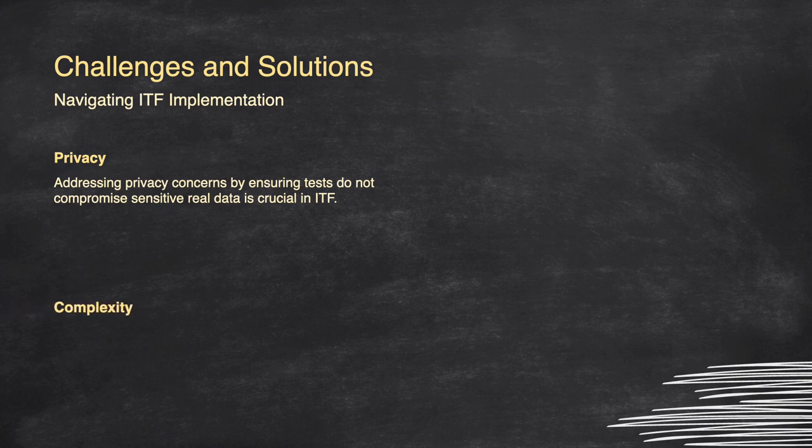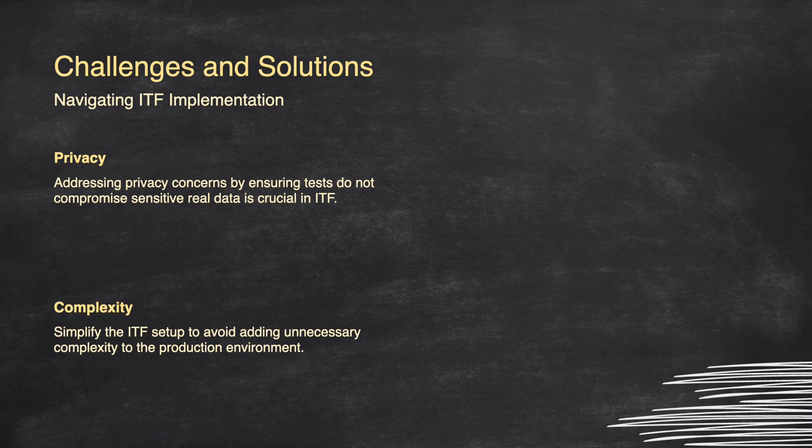Next point is about complexity. Friends, to keep things smooth, it is important to simplify the setup of integrated test facilities. This means making sure it does not make the production environment more complicated than it needs to be. By keeping things simple, we can avoid adding unnecessary complexity to the system, making it easier to manage and ensuring that everything runs smoothly without unnecessary hassle.